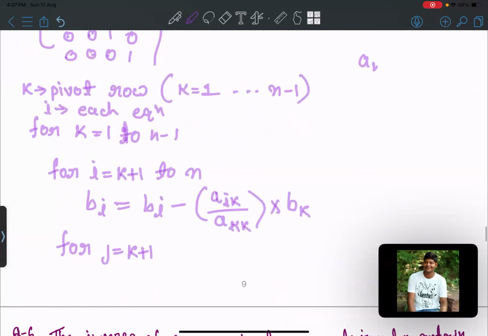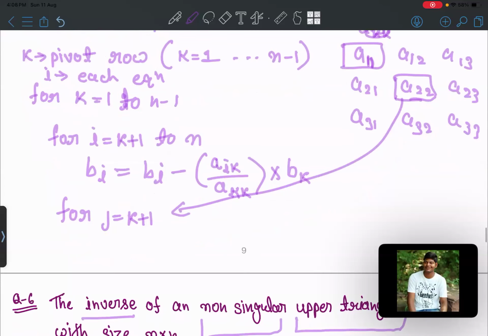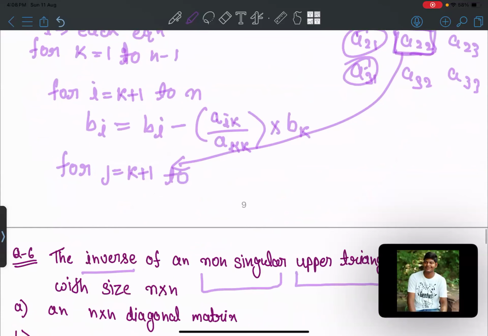Here suppose we have akk. Suppose this is my a11, a12, a13, a21, a22, a23, a31, a32, a33. So suppose this is my pivot. We'll go to the next equation, and this term will be replaced. If akk is my pivot, k equal to 1, then my pivot is a11. Then the replacement will start from the second row. This will become already 0, this will become 0.